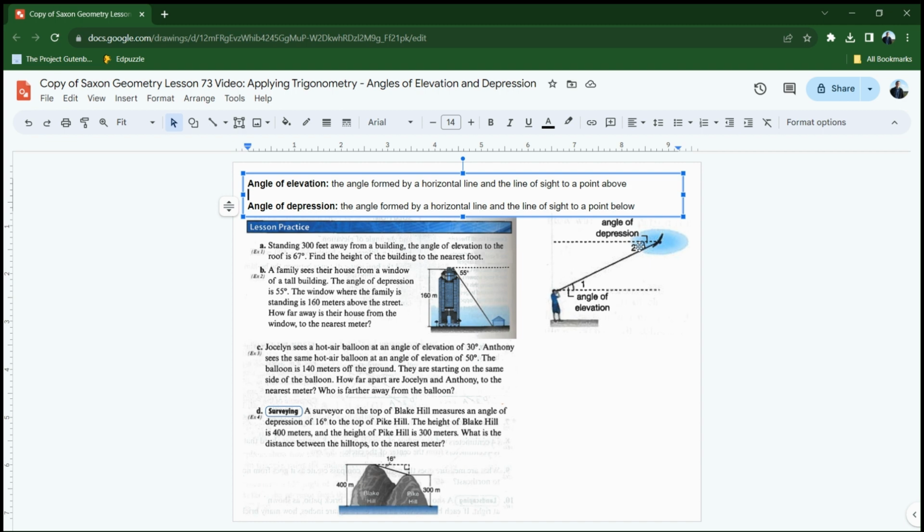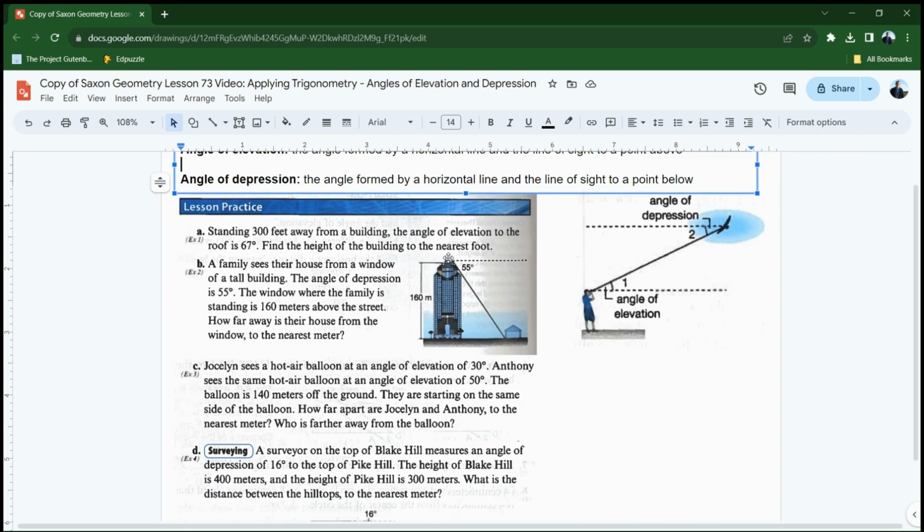Now, because we're dealing with horizontals, you're going to find that in these problems we're also going to be dealing with verticals. Horizontals and verticals are always perpendicular to each other. So because we have perpendicular horizontal and vertical, we're going to have a right angle, and that's going to make right triangles. So we're going to be able to use right triangle trig in this lesson: sine, cosine, tangent. And that's what this lesson is all about. Okay, let's get started on the practice.